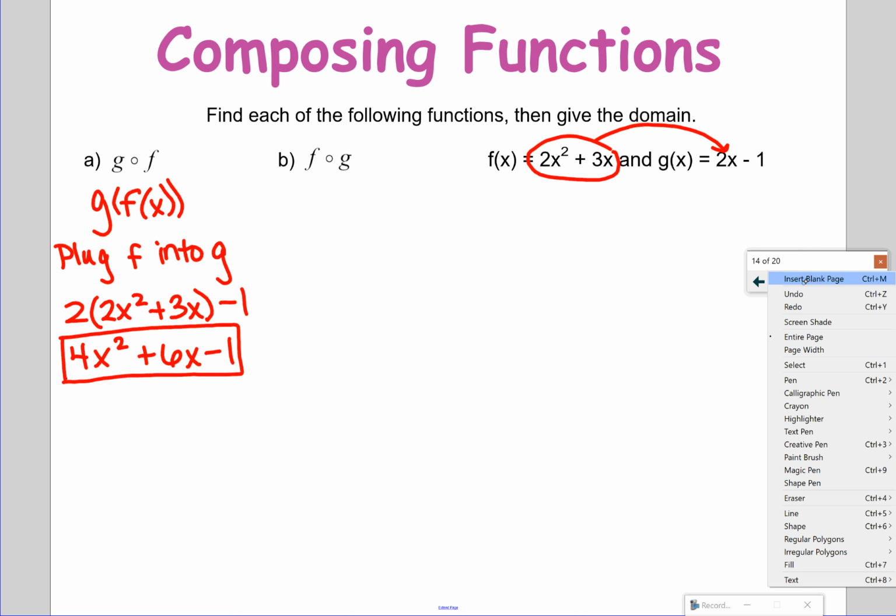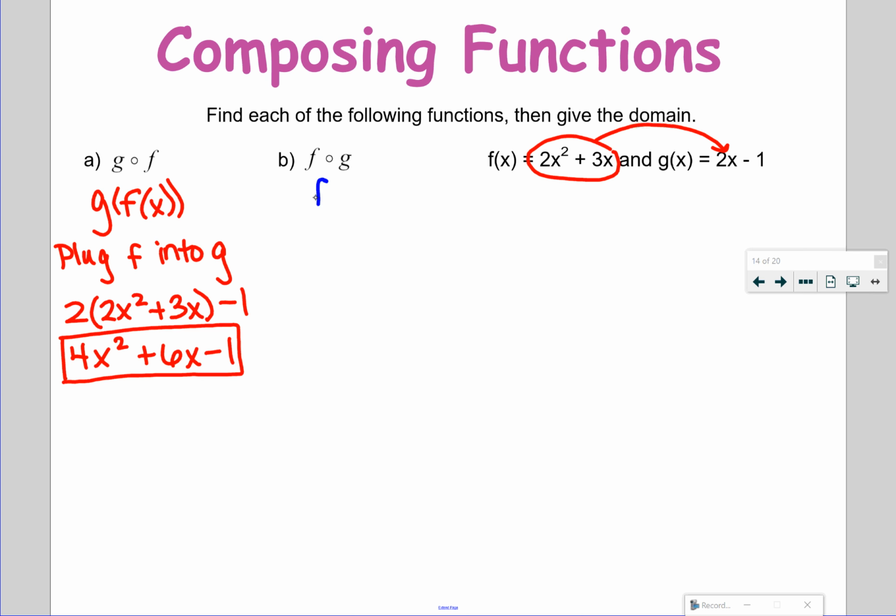Next, I'm going to find f of g, which I'm going to write as f of g of x. And in words, this is telling me to plug function g into function f.